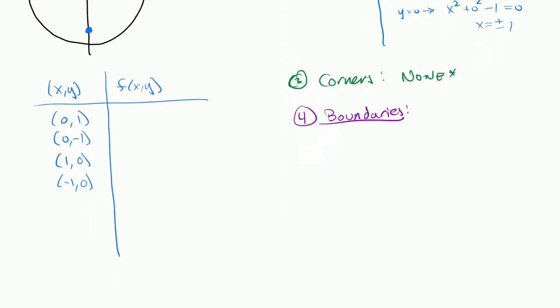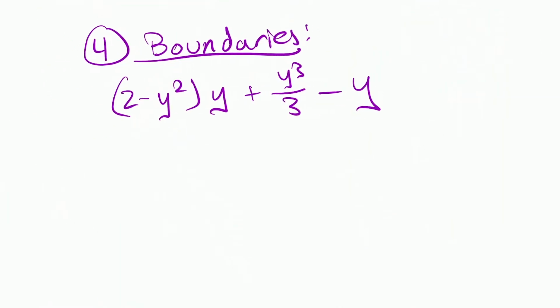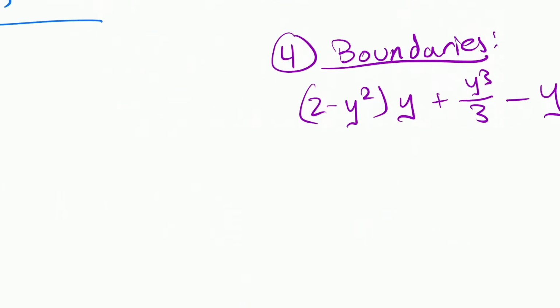Okay, let's do the boundaries. There's just the one boundary. It's this x squared. So I'm going to plug x squared equals 2 minus y squared over there. And then, so I have 2 minus y squared times y plus y cubed over 3 minus y. There. I think I've done it correctly because I just replaced the x squared with 2 minus y squared. So that's the entire boundary, looks like that. Now I take this, and I'm going to call this boundary function number 1. So we're going to just call this f1.